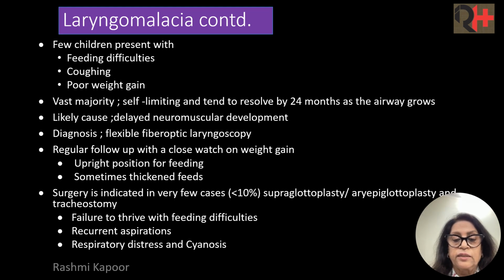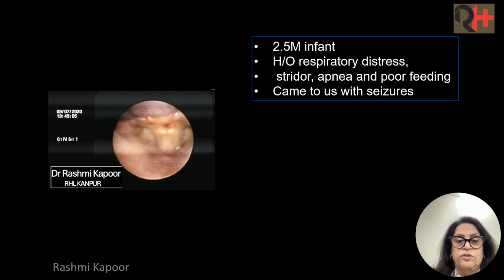Surgery is indicated only in very few cases, less than 10%, like when there is failure to thrive, recurrent aspirations, and recurrent respiratory distress and cyanosis. The procedures done are supraglottoplasty, epiglottoplasty, and or tracheostomy.